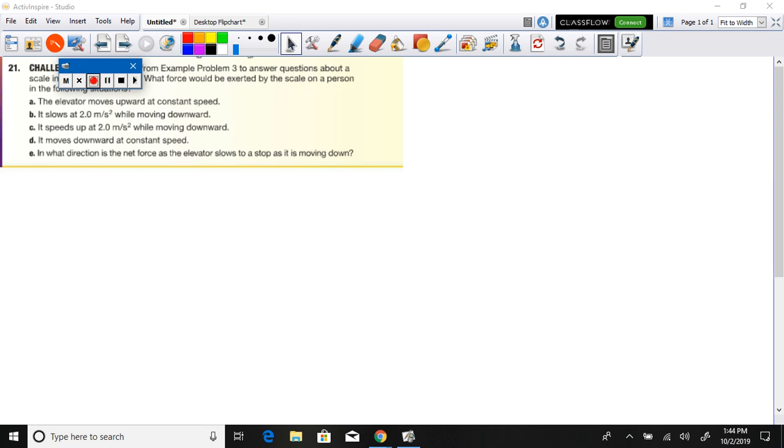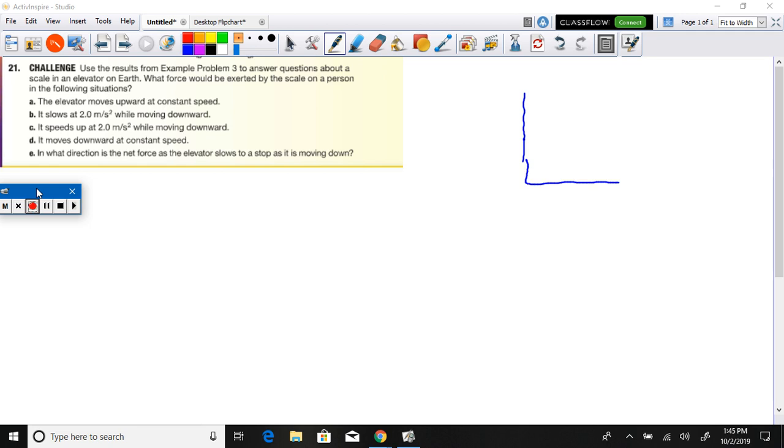The first step to solving any physics problem is to draw a picture. So we're going to draw a picture. This is our elevator problem. We're going to draw an elevator with a person in it.